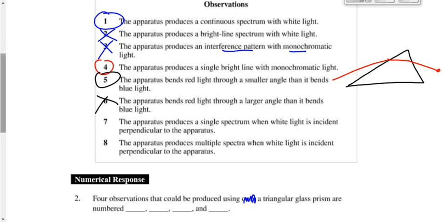The apparatus produces a single spectrum when white light is incident on it. Do we get one rainbow over here, this Dark Side of the Moon poster? Is this one spectrum? Yes. We get a single spectrum produced by a prism, versus number 8, multiple spectra. Multiple spectra would be produced by a diffraction grating, right? We get the first order maximum that is a rainbow, but opposite order. The second order maximum that is a rainbow, but opposite order, and so on and so on.